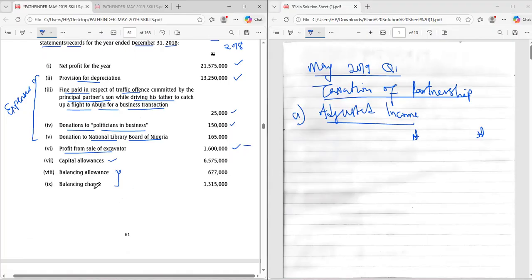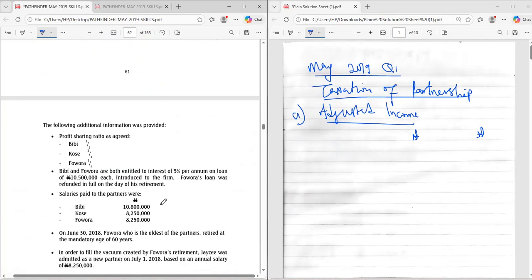So for balancing charge, when we tax, it was a minus, so you add it back. Balancing allowance, it was a plus, so you minus it. You see it now? Those are what we're going to do there.